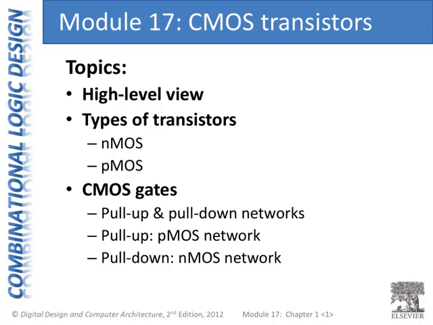These gates, called CMOS gates, have both pull-up and pull-down networks. The pull-up network is made of PMOS transistors. So the pull-up network is a PMOS network, and the pull-down network is made of NMOS transistors. So the pull-down network is an NMOS network. And that is always the case for any type of gate that we are going to work with.